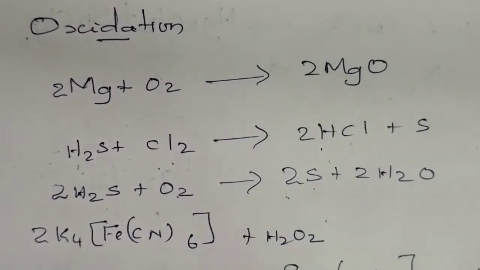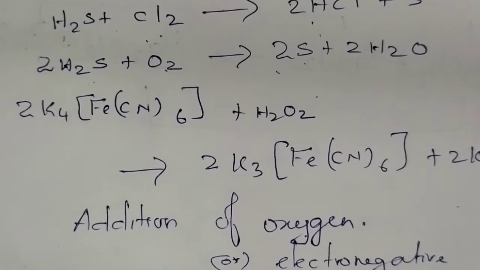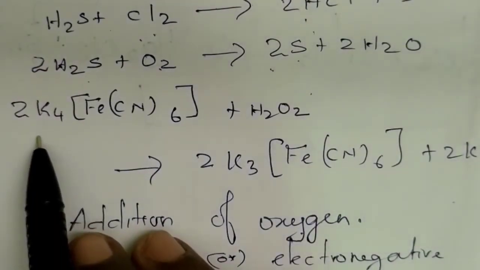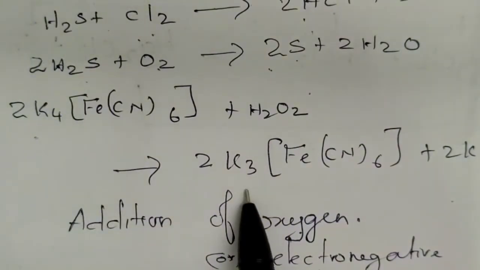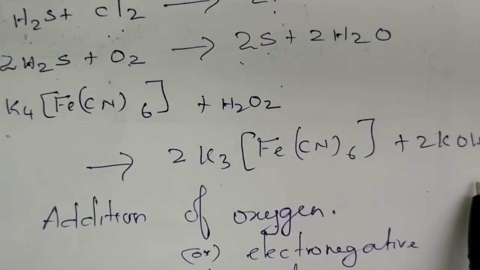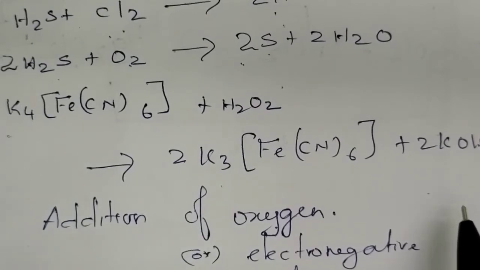In this equation, K4Fe(CN)6 plus H2O2 gives, if you see the complete equation, potassium gets eliminated. Here 4 potassium atoms are there, here only 3 are there. One comes out as potassium hydroxide. Potassium is an electropositive element. Removal of an electropositive element is also called oxidation.